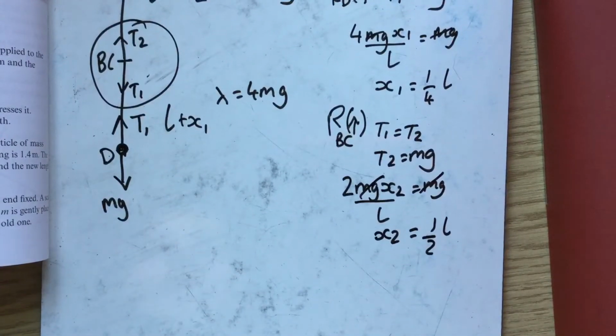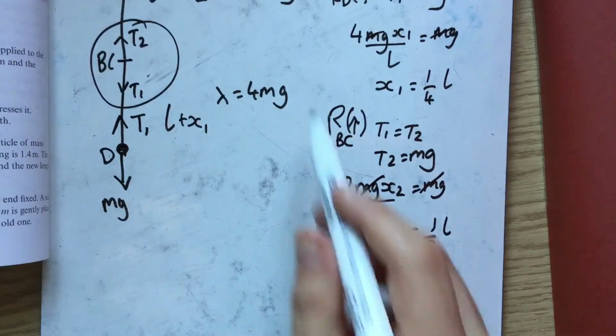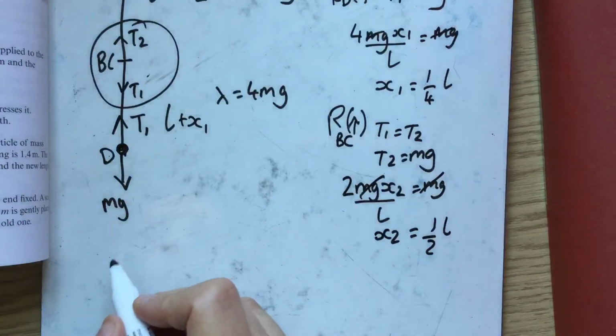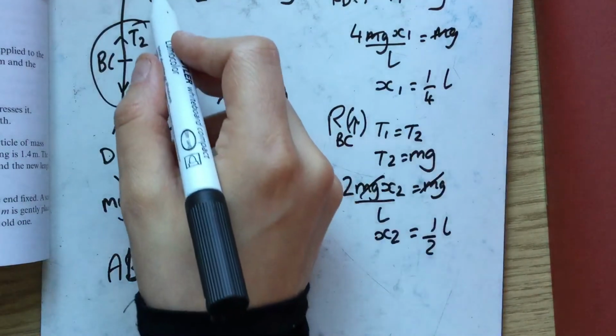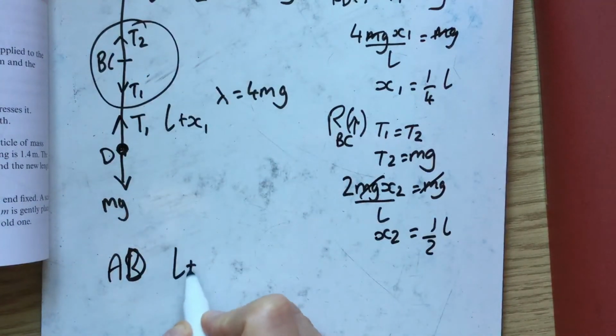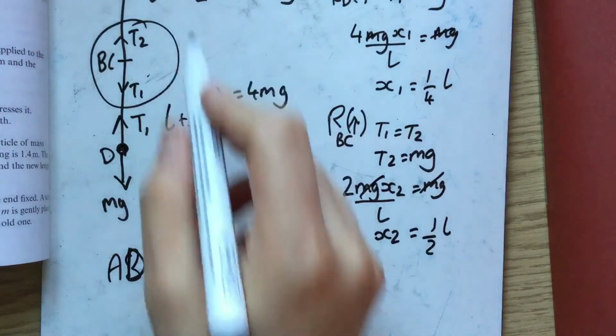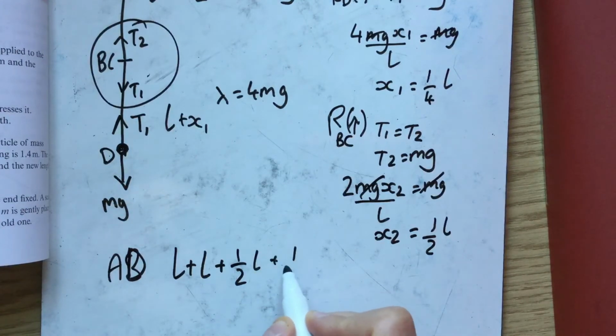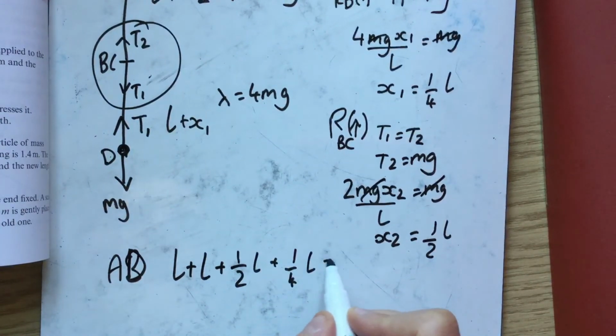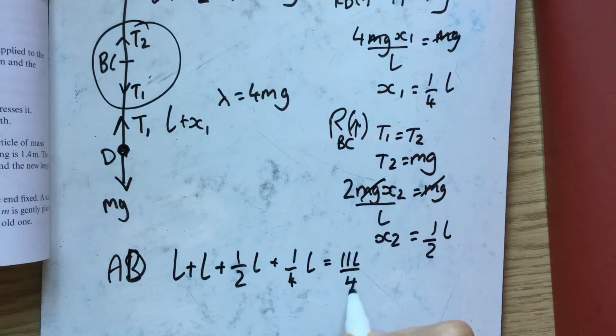Cool. So the question is actually asking you to find AD. Well, if you think about the whole distance, these were just the extensions. So we've got the natural lengths of both strings plus the extension x2, which is a half L, plus the other extension, which is a quarter L. So altogether we get 11 over 4 L.